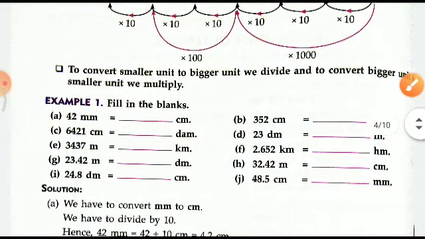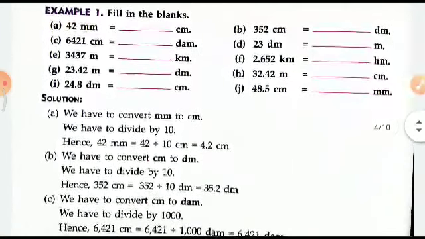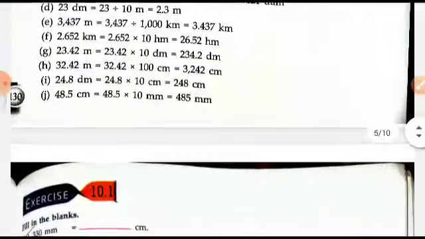Okay, now these are some fill in the blanks. 42 millimeters is equal to how many centimeters? You can see in the first one, we divide by 10, we get 4.2. So it is 4.2 centimeters, right? And this is how you need to do.